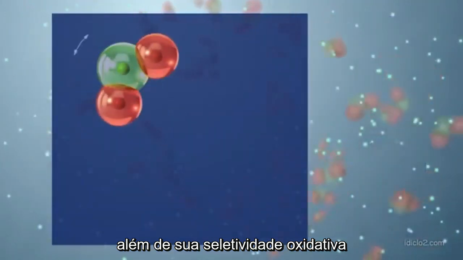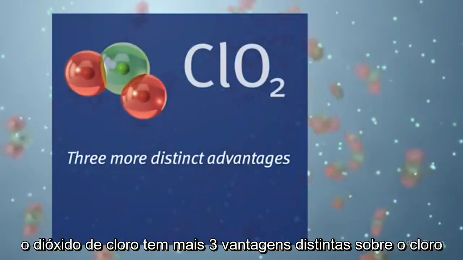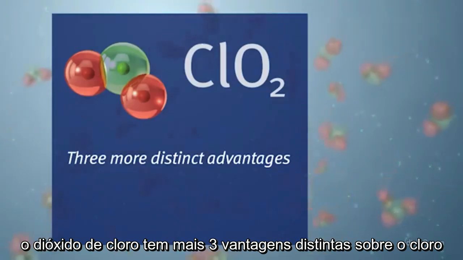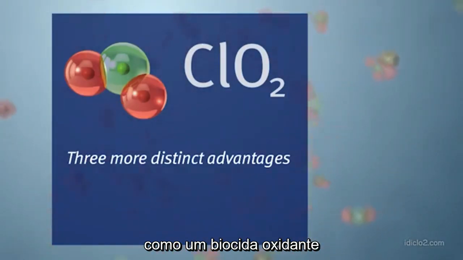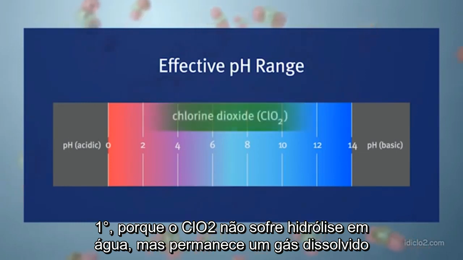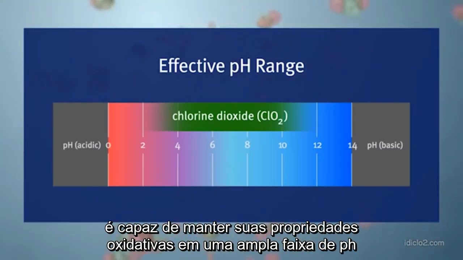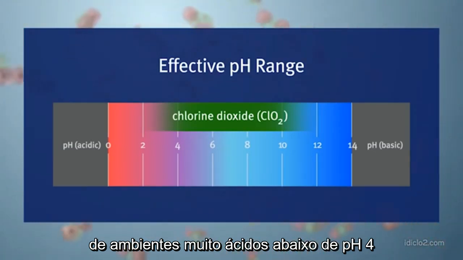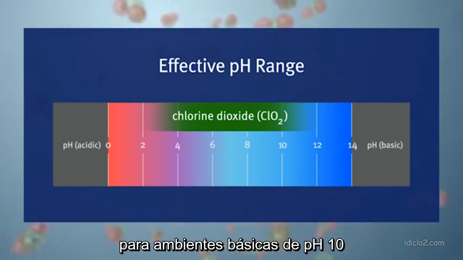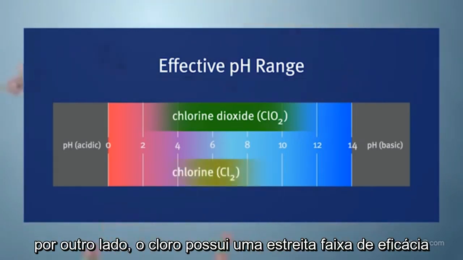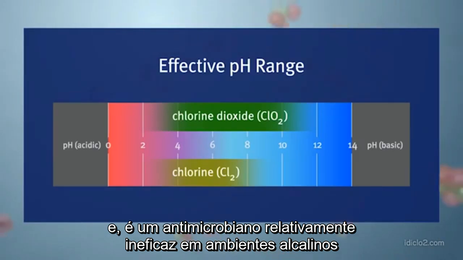In addition to its oxidative selectivity, chlorine dioxide has three more distinct advantages over chlorine as an oxidizing biocide. First, because ClO2 does not undergo hydrolysis in water but remains a dissolved gas, it is able to maintain its oxidative properties over a broad pH range, from very acidic environments below pH 4 to basic environments of pH 10. Chlorine, on the other hand, has a narrow pH efficacy range and is a relatively ineffective antimicrobial in alkaline environments.